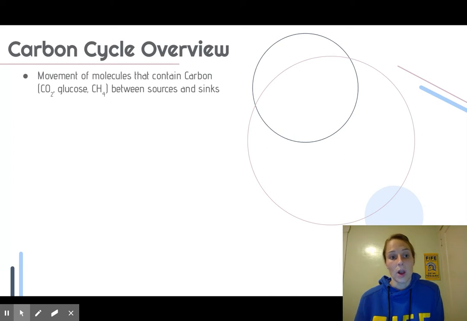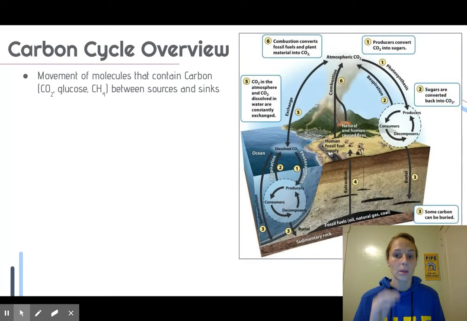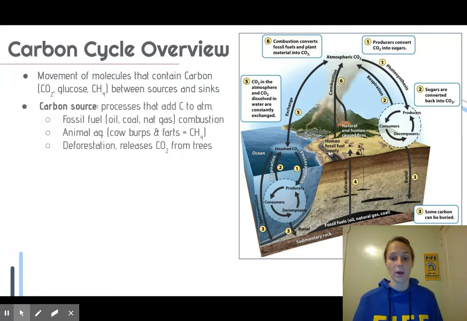Just to start out, the carbon cycle is the movement of molecules that contain carbon between sources and sinks. When you think about these molecules, you can think of carbon dioxide, glucose, methane, anything that has that C in the molecule. And this is going to be an example of all the different steps of the carbon cycle and where things can go.